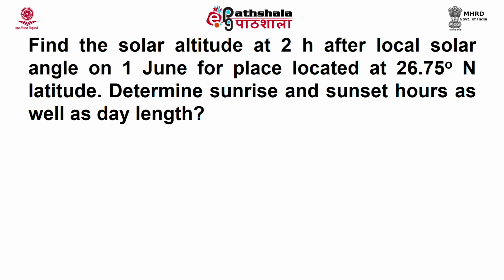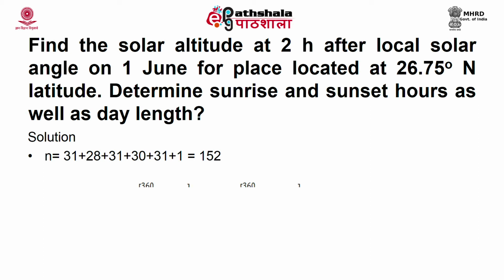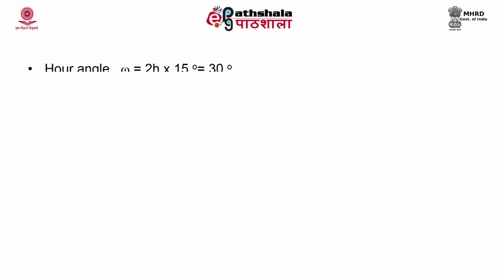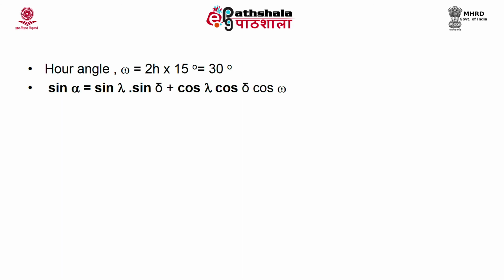north. So, first we will start with small n, that is the number of days. So, it's 1st June, so you will get 152 days. So, n is 152. Then the delta, the declination angle, you will find out with the equation which is given: 23.45 multiplied by sine of 360 by 365 times (284 plus n). You will get 22 degree, and the hour angle omega you will get as 30 degree from the equation 2 hour into 15, and sine alpha is equal to sine lambda sine delta plus cos lambda cos delta cos omega.